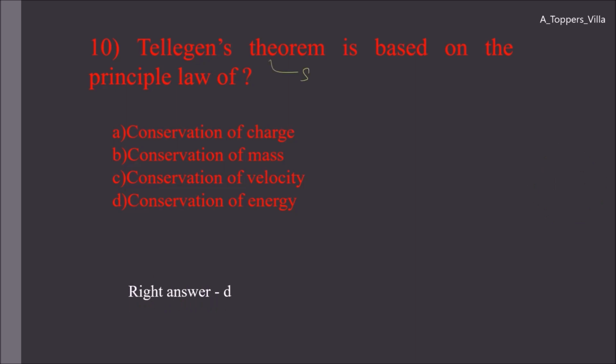Tellegen's theorem states that the sum of instantaneous power consumed by various elements in various branches is equal to 0. In this question, right answer is option D, conservation of energy.